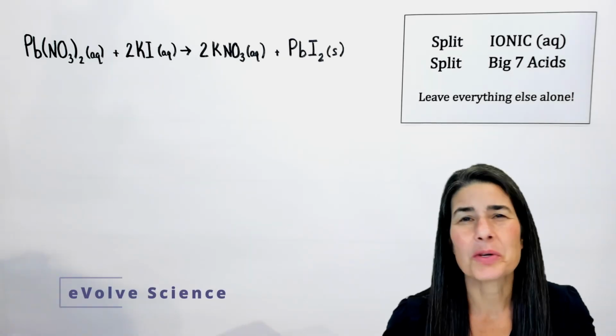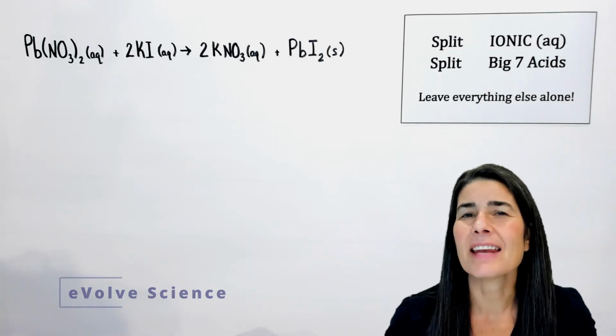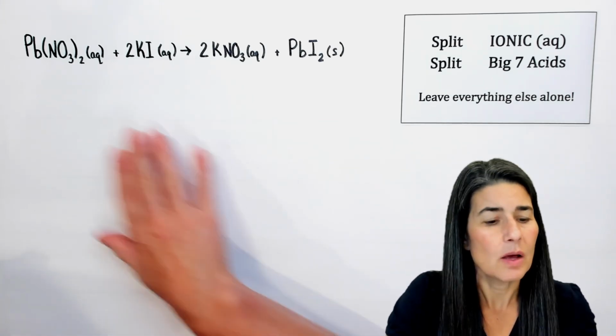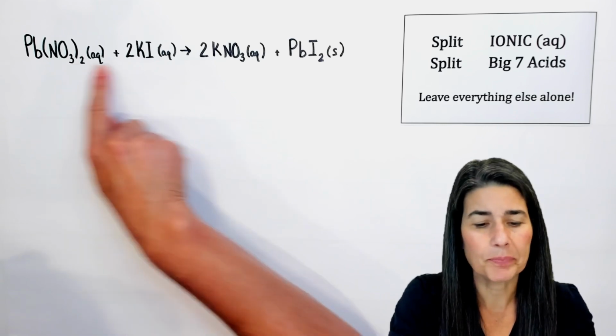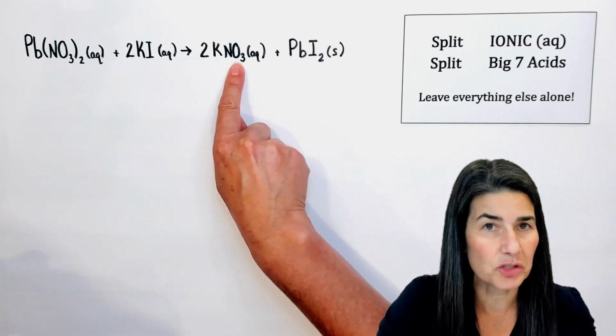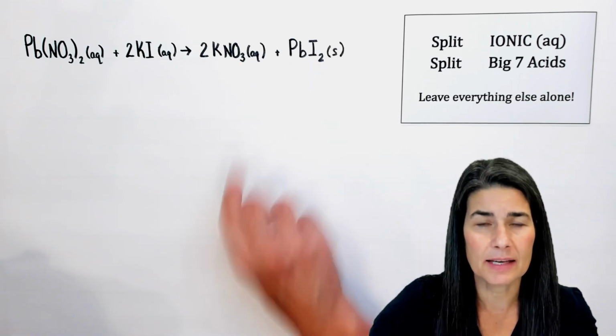Okay, let me show you how to write ionic and net ionic reactions based on this equation given, where we have lead nitrate reacting with potassium iodide to form potassium nitrate and solid lead iodide.